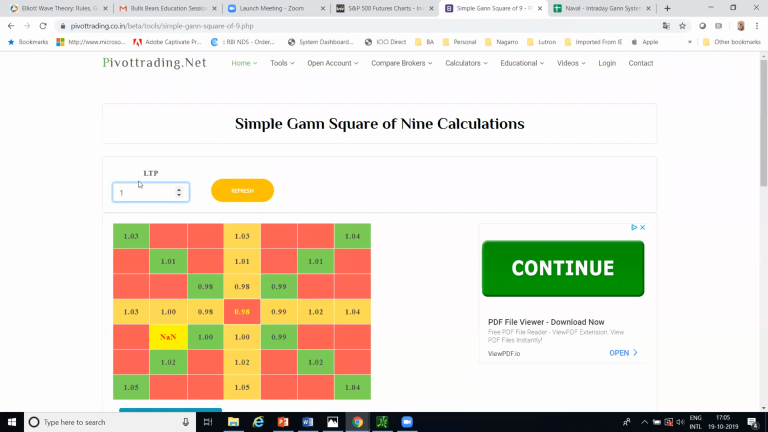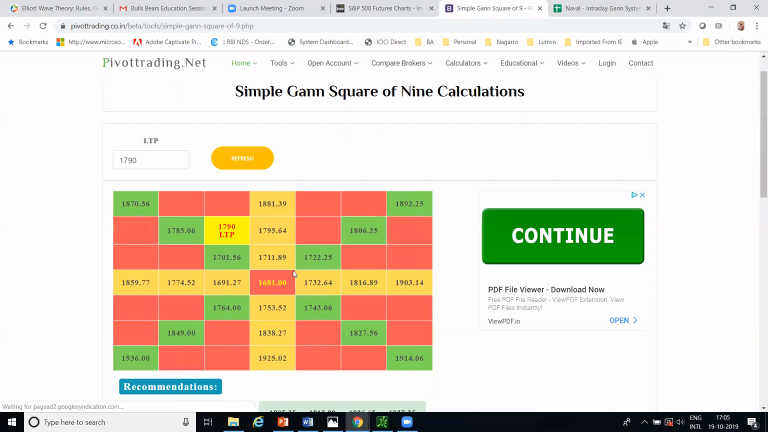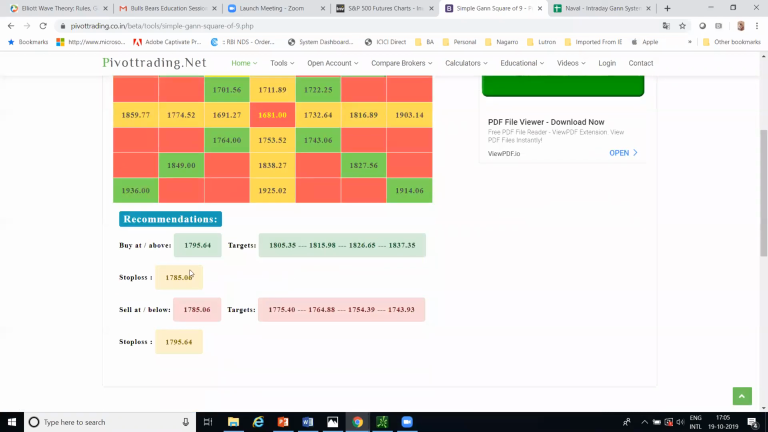So if I say the value of Amazon was 1790 on Friday morning, it told me that you should buy it only above 1795, and this is your stop loss. Sell below 1785. The targets are 1775, 1764, 1754, 1743.